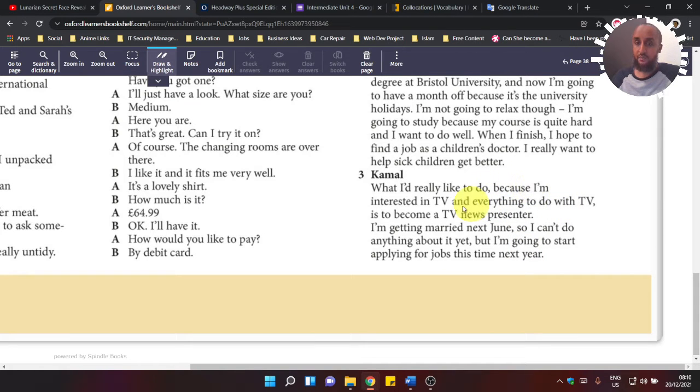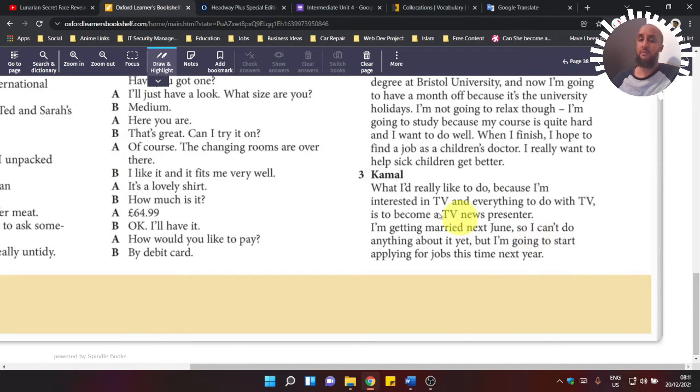To do, because I am interested in TV and everything to do with TV. Okay, so I am interested in TV and everything to do with TV. Good. Is to become a TV news presenter. I'm getting married next June, so I can't do. Now here we have two verbs, but remember, can't is a helping verb, an auxiliary verb. I can't do anything about it yet, but I'm going to. So this is again talking about the planned future: going to start applying for jobs this time next year.